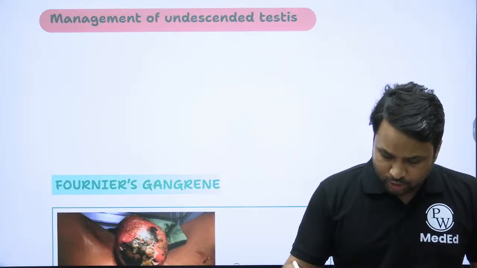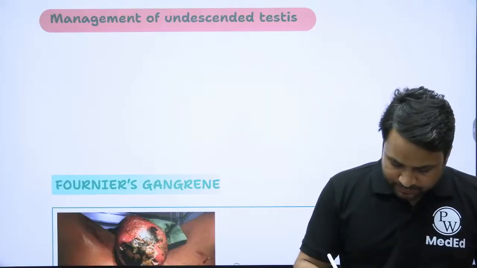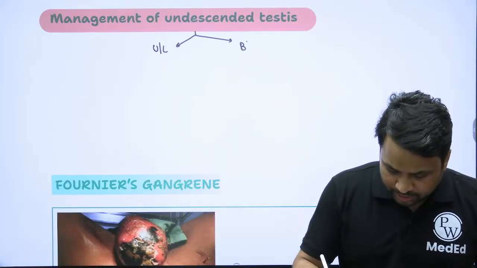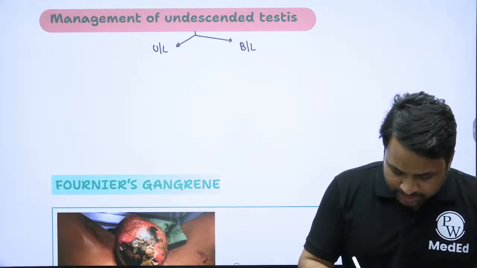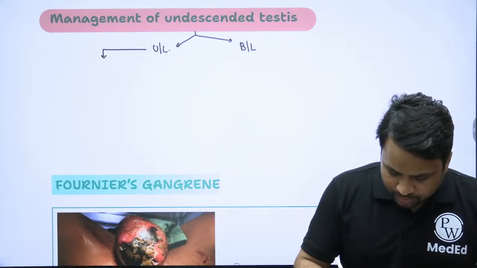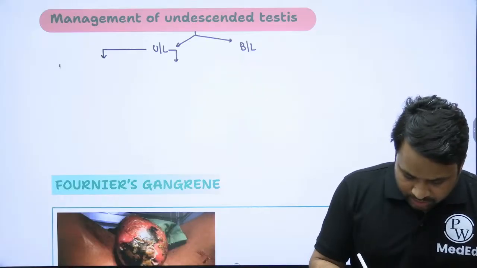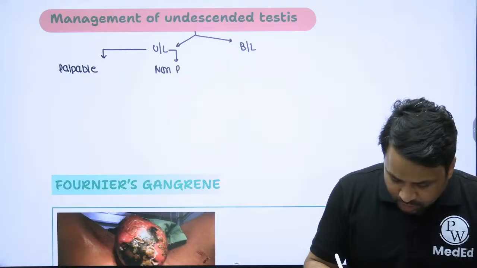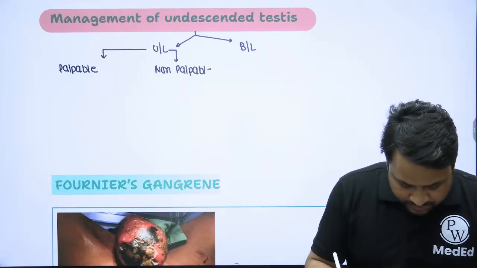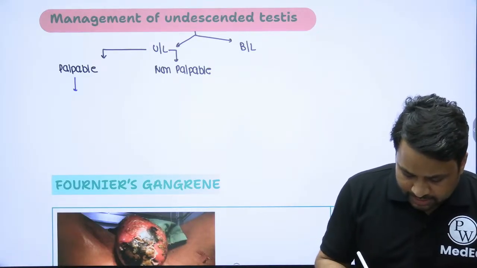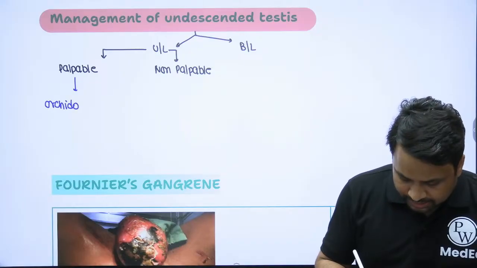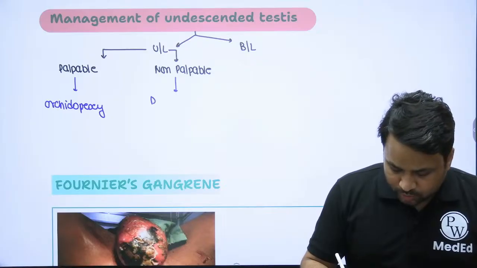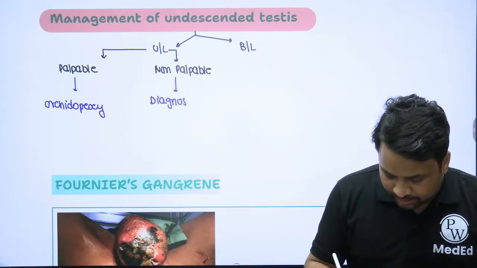When a patient comes to you with an undescended testis, the first thing you will see is whether it is unilateral or bilateral. If it is unilateral, I will see whether the testis is palpable or non-palpable. If the testis is palpable, there is no rocket science in it. Do orchidopexy. If the testis is not palpable, to localize it, you will do a diagnostic laparoscopy.